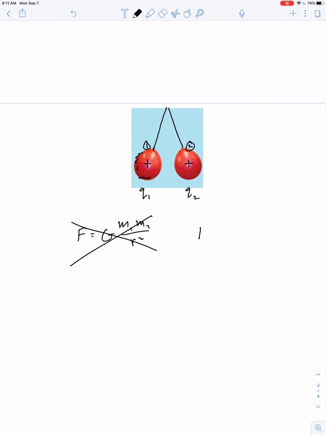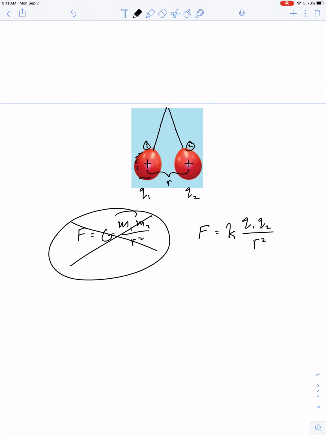In the case of electrostatics, we say the force is equal to a universal constant, a different value in this case, multiplied by the charge on one object times the charge on the other object, but again divided by the distance between the two of them squared. So if we measure the distance from the center of one balloon to the center of the other, there's this quantity r. So it's interesting to see that another one of the 4 fundamental forces, gravity versus electrostatics, are both governed by an inverse squared law.